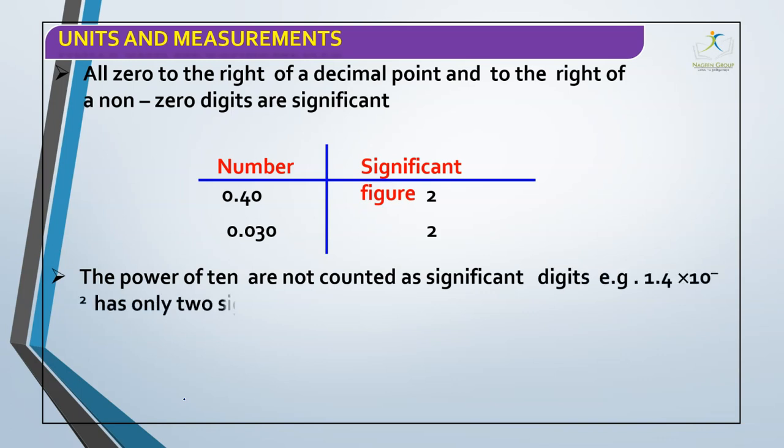I hope you're understanding what I'm writing and what I want to elaborate. Students, now I want to give you more accuracy. The power of 10 is not countable, so the power of 10 is not counted as a significant digit. If the value is 1.4, we are taking only two values, 1 and 4, so it has two significant figures. We are not counting the power of 10.